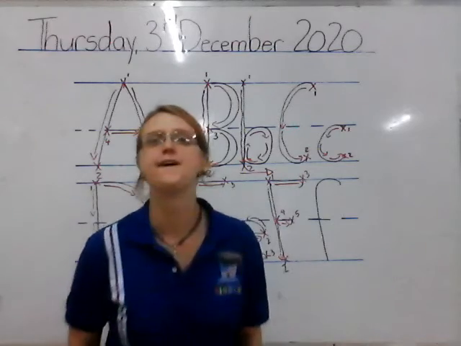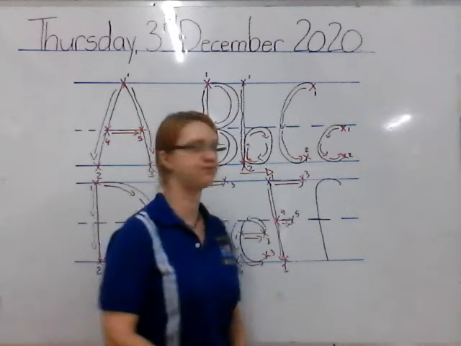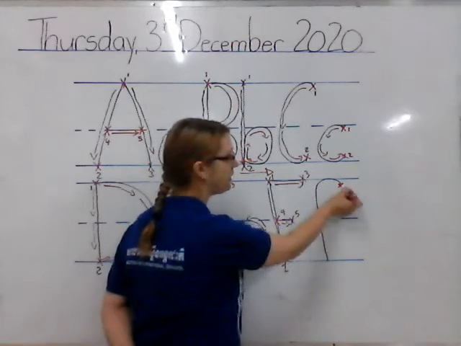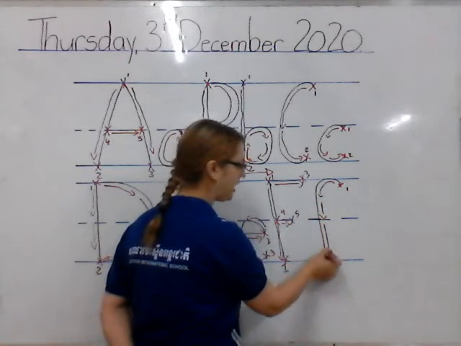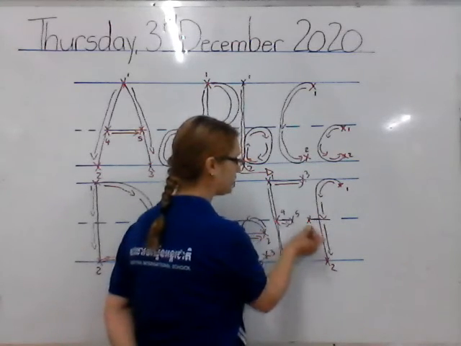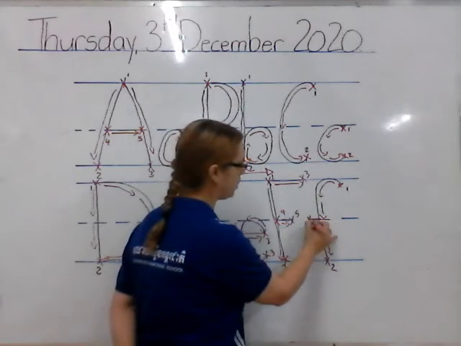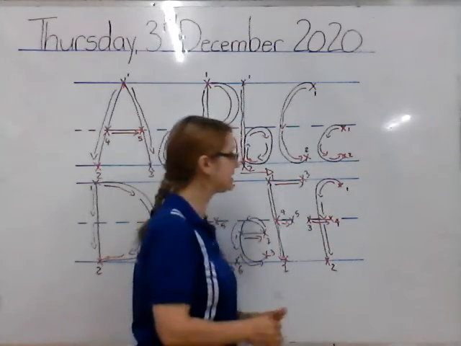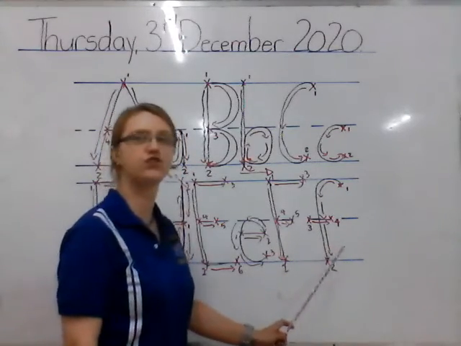Remember I showed you? For fish, lowercase f. But you're going to start at the top line there. Can you see? Just underneath the top line is point number 1. And then you're going to go around, down, down, all the way to point 2. You're going to lift your pencil. You're going to go there to point 3. Can you see it's on the side of the line? And you're going to draw across to point 4. So this is uppercase F, lowercase f.